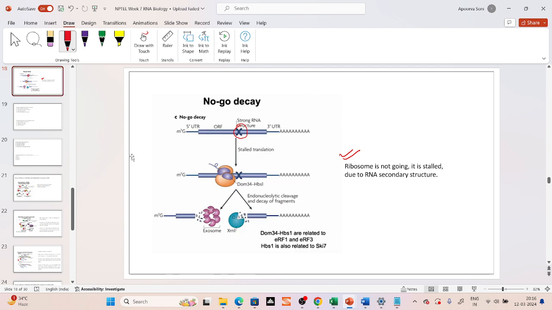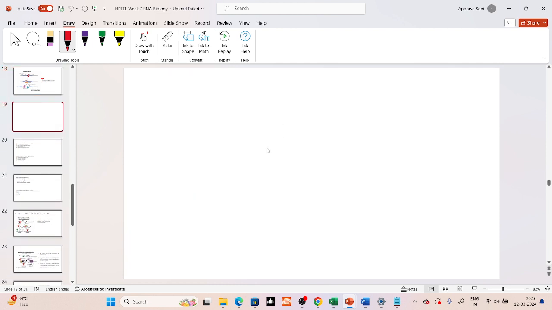So, see, this is your mRNA, single-stranded mRNA. Whenever translation happens, your mRNA is single stranded. Only then is your ribosome able to move over the mRNA. This is your ribosome. It is moving very happily, walking over the mRNA. So, all of a sudden, there is a secondary structure.